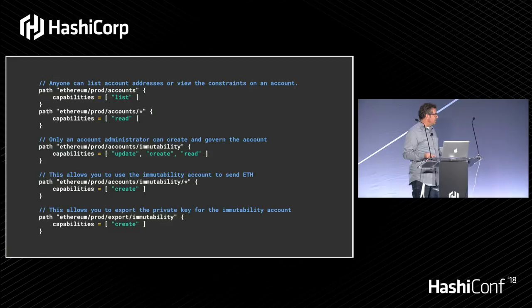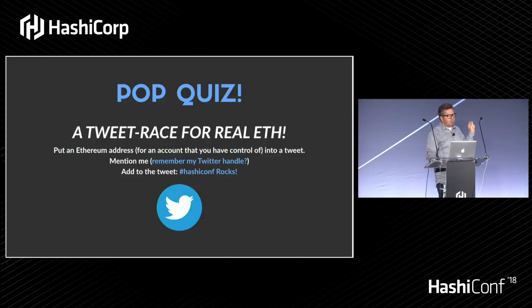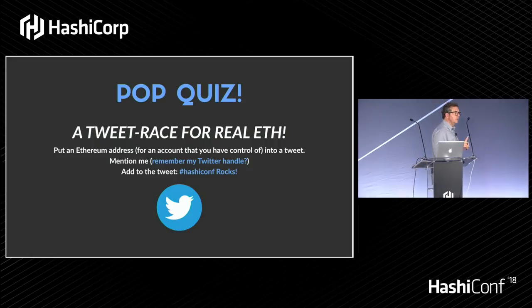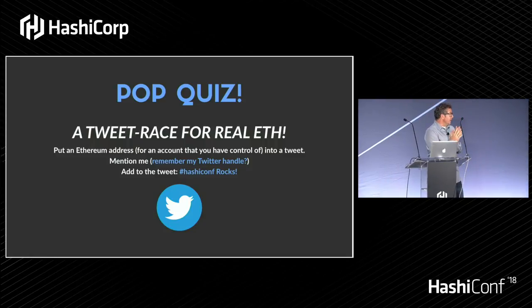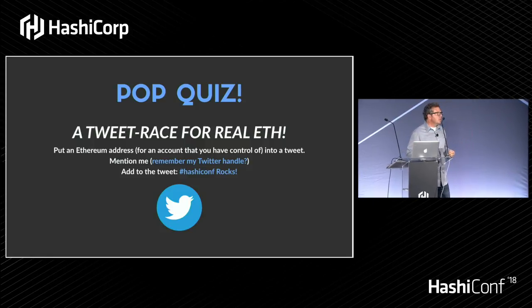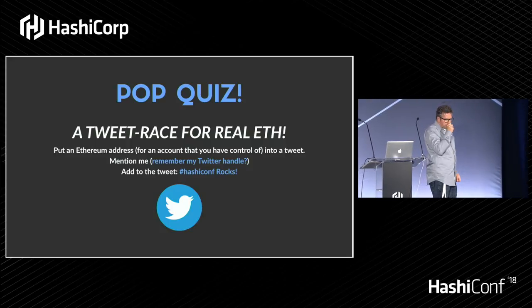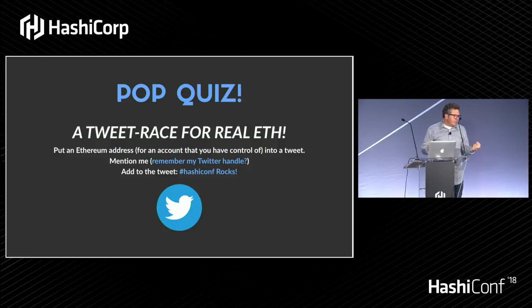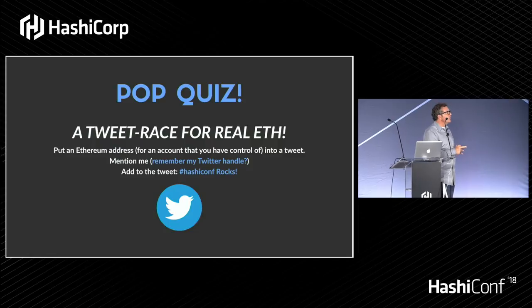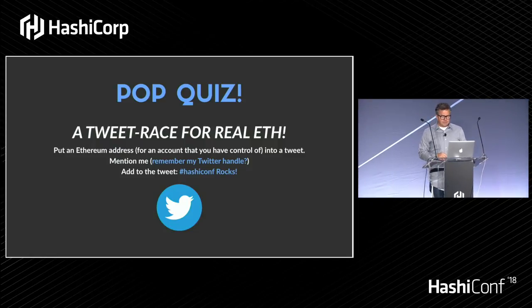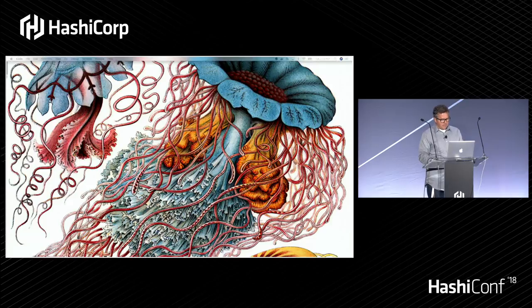Now I'm going to contrive a use case and play around, but first, this is our pop quiz. If you remember my Twitter handle, this is a tweet race. In the next couple of moments, I'm going to show you how to create an Ethereum account with a Vault plugin. If you have an Ethereum account from a wallet, or if you are following along, paste an address that you have control of from the mainnet into a tweet, mention me, and add to the tweet #HashiConfRocks. All right, like I said, much wow will happen after that. Let's go back here and take a look.